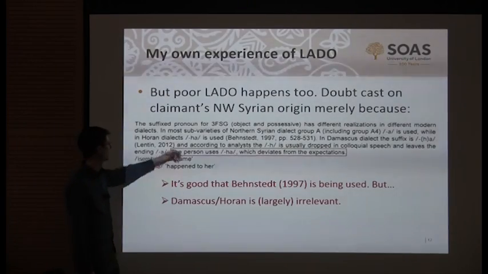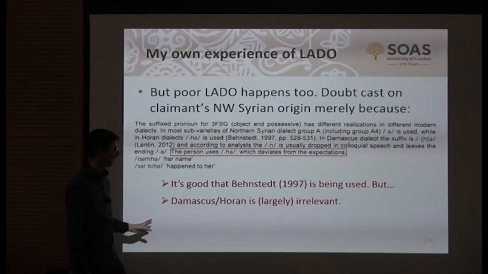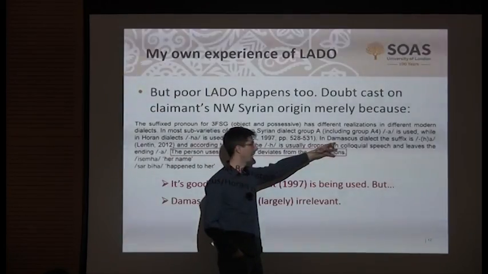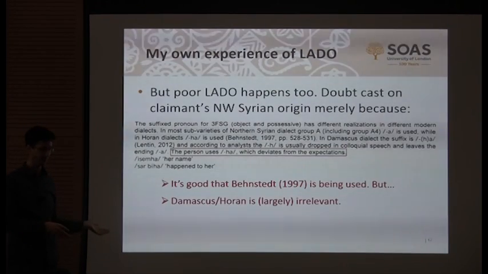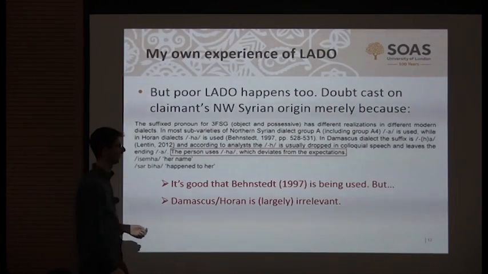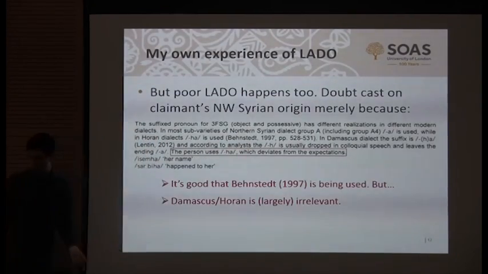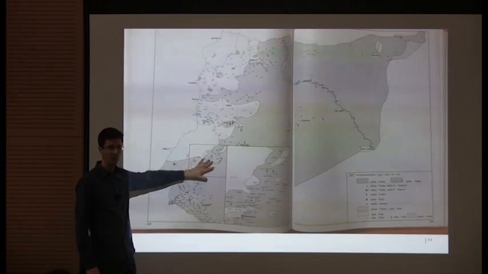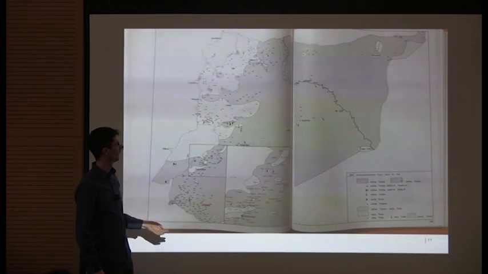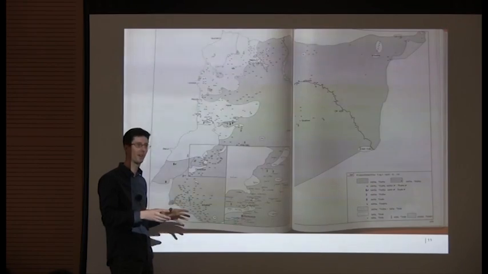However, first of all, this stuff about what happens in Horan and Damascus is kind of irrelevant, except what's done in Damascus is not so irrelevant because, as is often the way, the dialect of the capital has been better studied than other dialects. And what we find is that in Damascus, there's a large amount of variability. Now, Beinstedt doesn't report any variability other than in Damascus, but this is just one map of about 200. He cannot go into fine details.